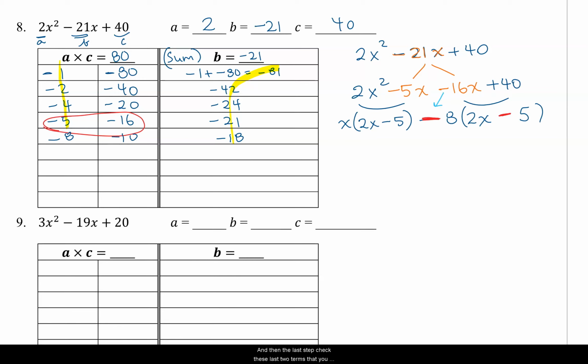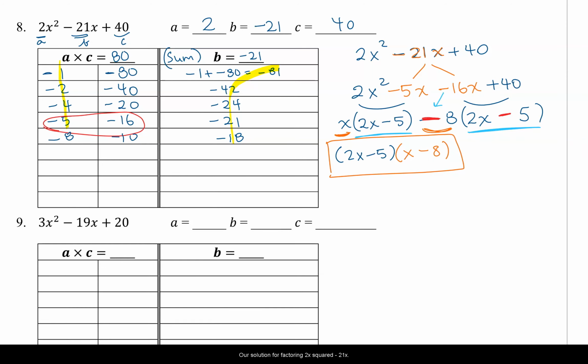And then the last step, check these last two terms that you just created. Do I have like terms inside the parentheses? Those two parentheses must be identical in all their signs and numbers and variables in order to pull this out as a factor. In this case, they are. So we pull out 2x minus 5. And then the leftover x goes in the first part of the second parentheses, minus 8 in the second part. And here we have our solution for factoring 2x squared minus 21x plus 40.